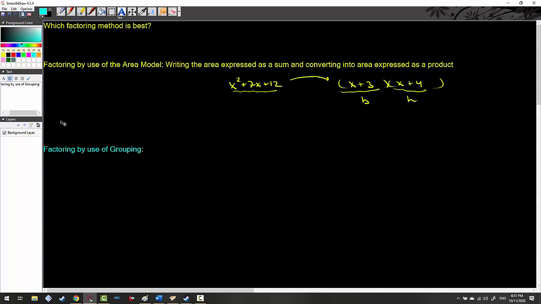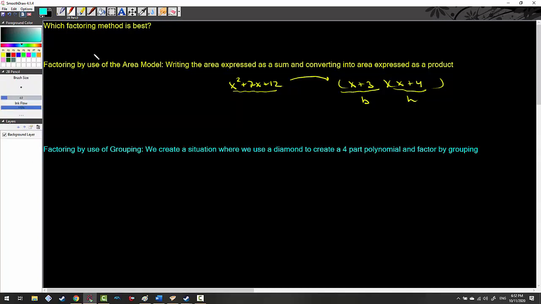Factoring by use of grouping, where again, we created a situation where we use a diamond to create a 4-part polynomial and factor by grouping. Unimaginatively, that is the name, right? Factoring by grouping, so we're going to factor by grouping.